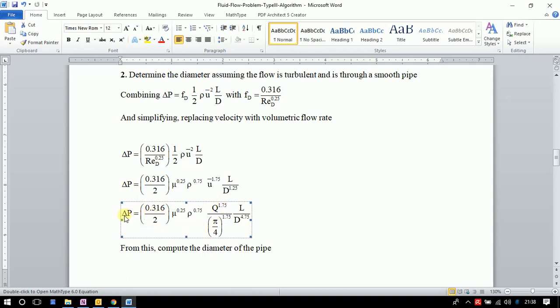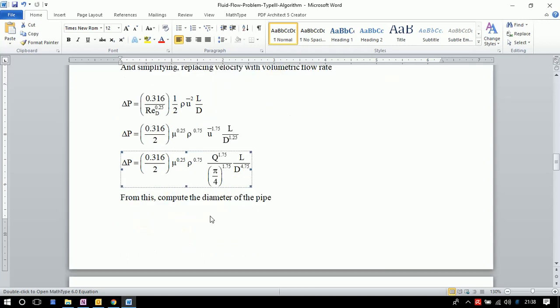Now again in this expression all quantities are known, so we know the pressure drop, we know viscosity, we know the density, we know the volumetric flow rate. The only unknown is the diameter of the pipe. So from this expression we can calculate the diameter of the pipe. Now this is the diameter of the pipe provided the flow is turbulent and the pipe is a smooth pipe. So if the pipe is a smooth pipe, we can arrive at the solution which is based on this expression.